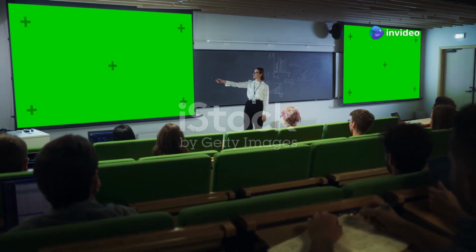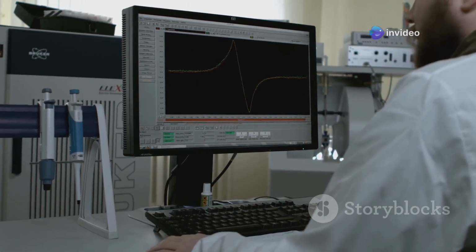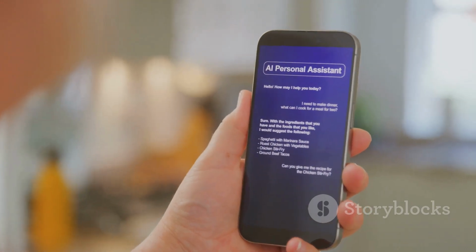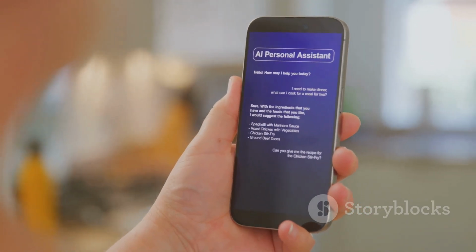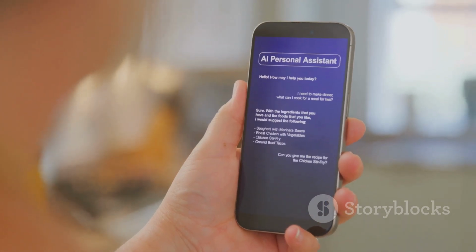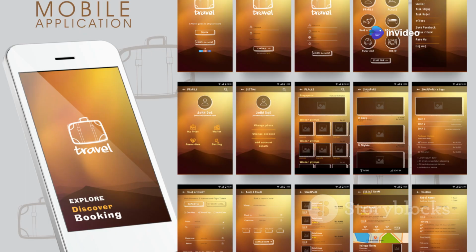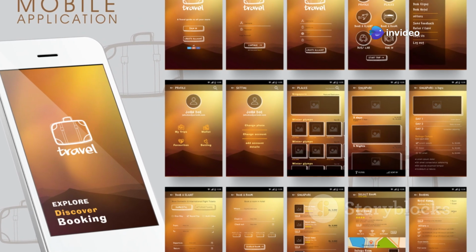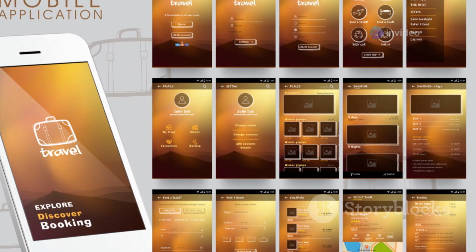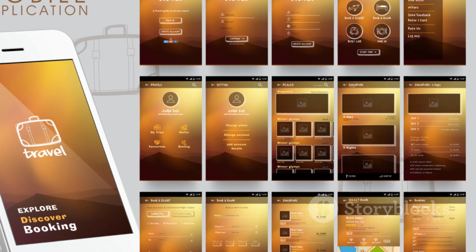Section 6. Real-world applications, ontologies in action. Ontologies are not just theoretical concepts. They are actively used in various AI systems, revolutionizing the way we interact with information. One of the most prominent applications is in personalized travel recommendations. Travel websites and apps utilize ontologies to understand user preferences and suggest tailored itineraries.